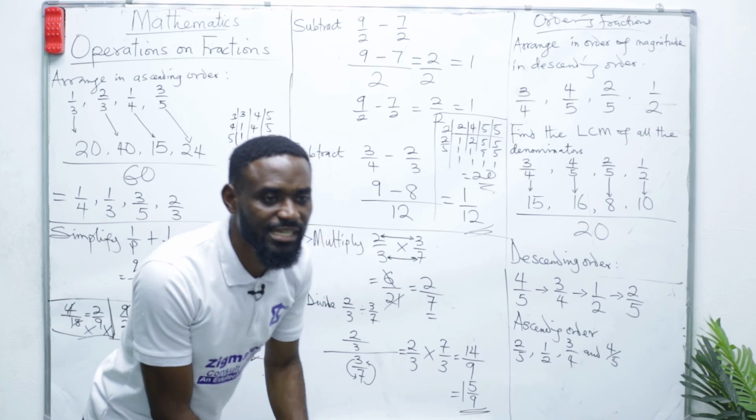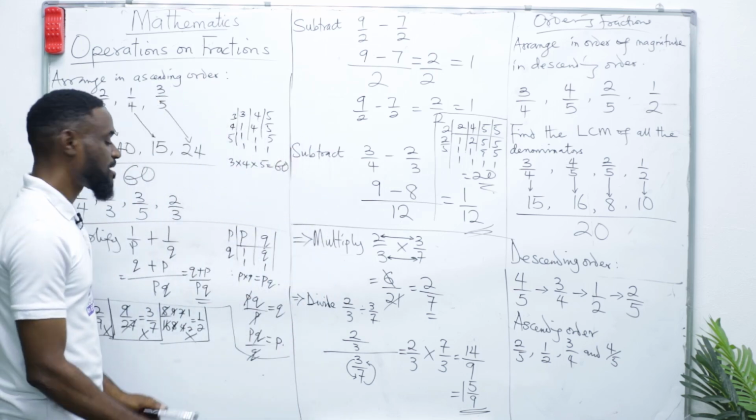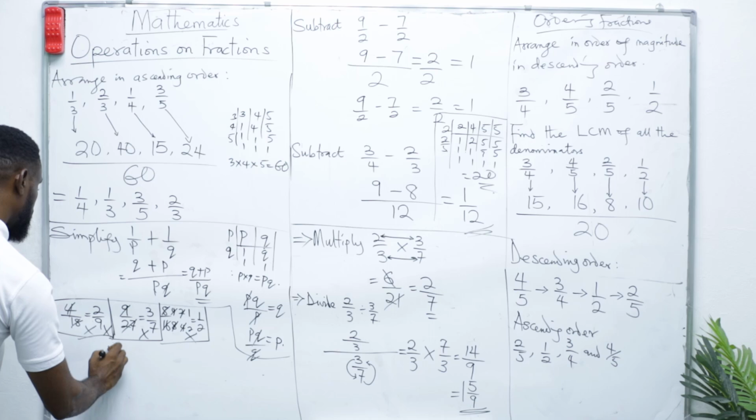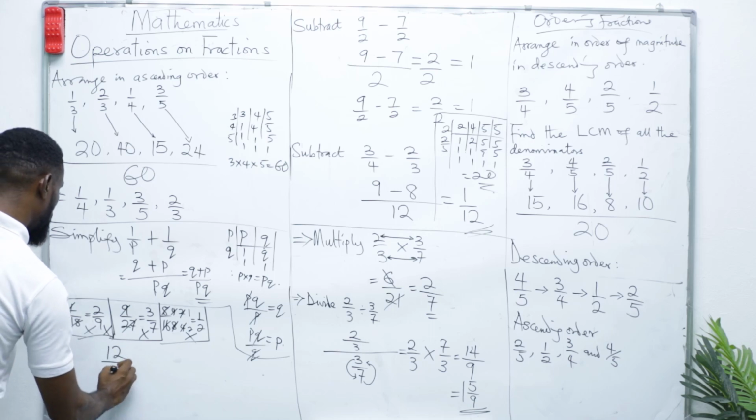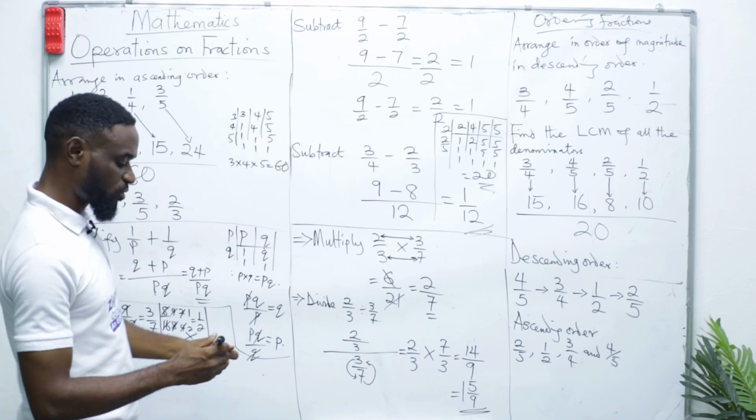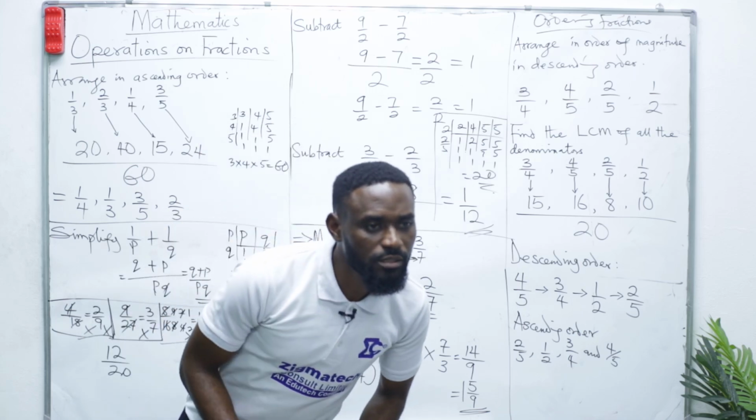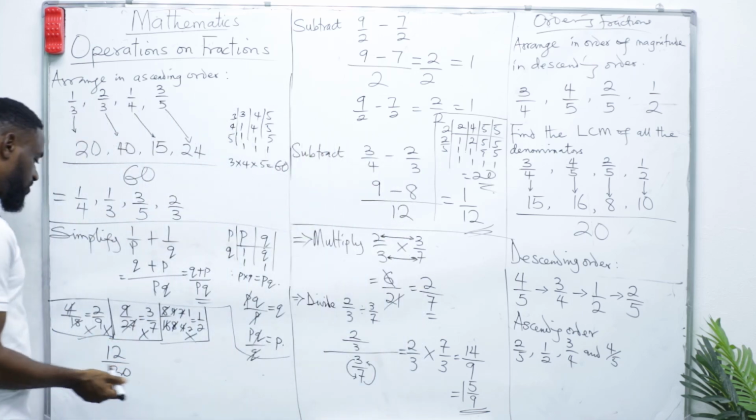12 over 20. That might be where the answer is. And let's look at that. Is that 12 over 20? Yes. Now look at 12 over 20.